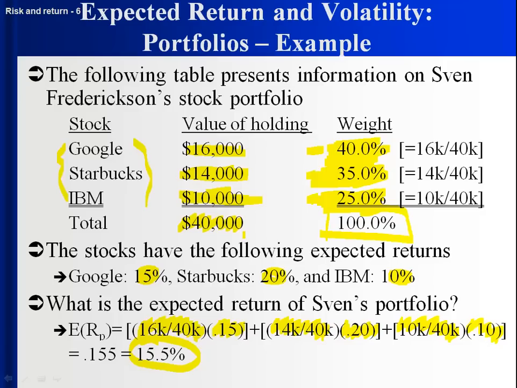And that takes into account the fact that it's slightly overweighted in Google and Starbucks and slightly underweighted in IBM. IBM has the 10%, while these other two are at 15 and 20, and as a result, we wind up at 15.5%. If there were different weights in the portfolio, such that 30% was in Google, 45% was in Starbucks, and 25% was in IBM, you'd wind up with a different expected return for the portfolio, even though it would still have 3 stocks. The weights are really, really important.